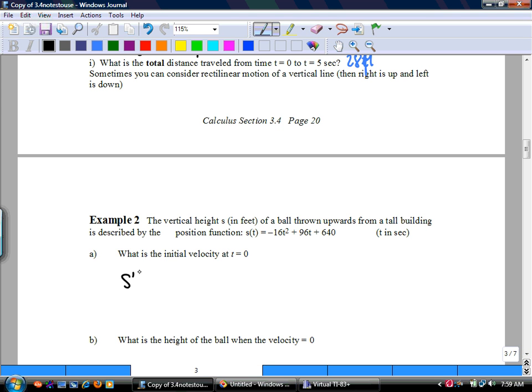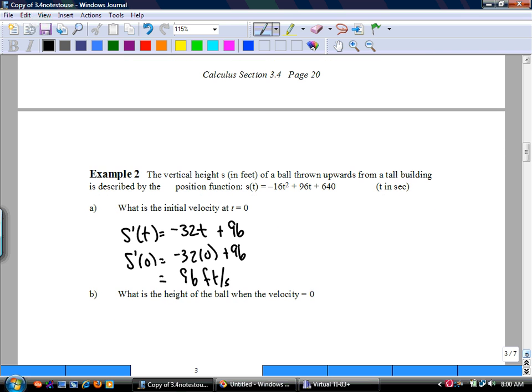So S prime of t equals negative 32t plus 96. S prime of 0 equals negative 32 times 0 plus 96, which is 96. So he's moving up at a rate of 96 feet per second.